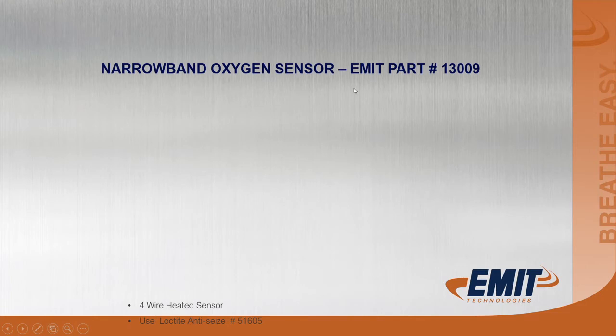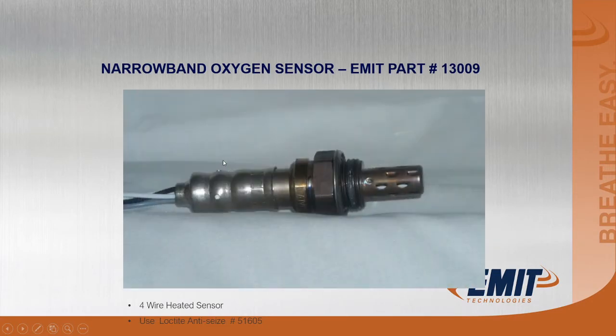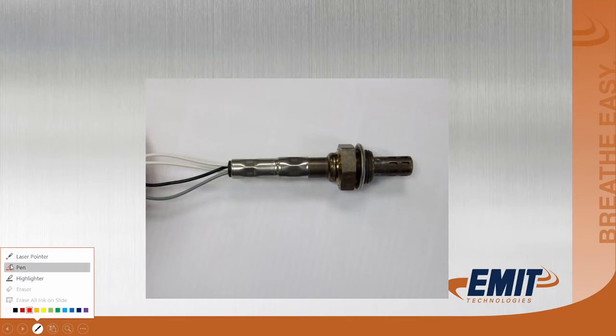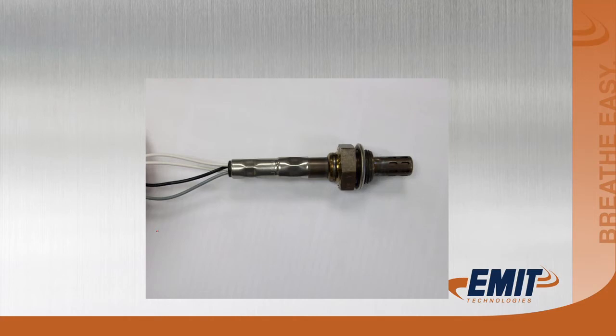Narrowband oxygen sensors, the part number is a 13009, 4-wire heated. Pretty typical. Again, same one we've been using. All right, so when we look at this oxygen sensor, how in the heck does an oxygen sensor work, and what are the wires for on the oxygen sensor? We'll try to do this pretty simple explanation. This is more for field use and more for field explanation.